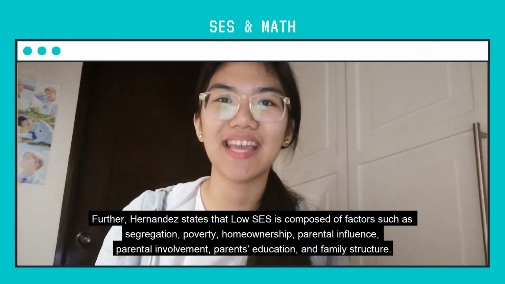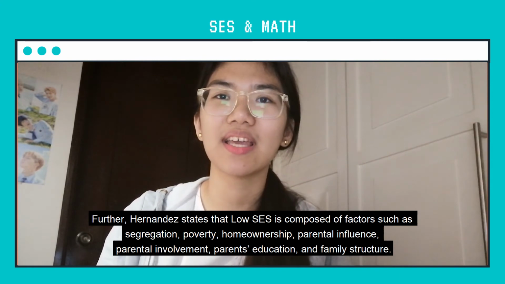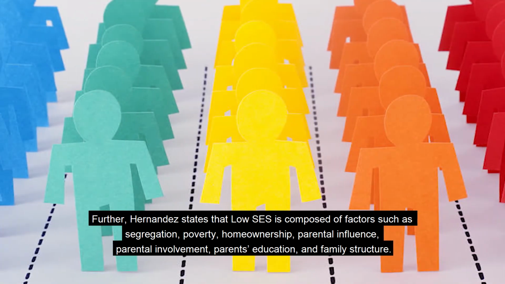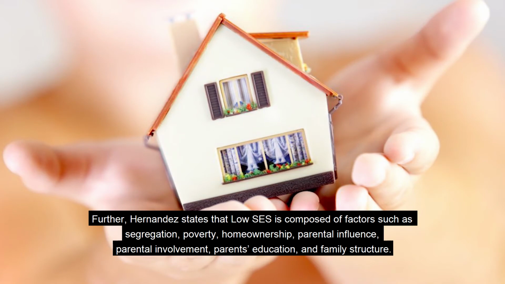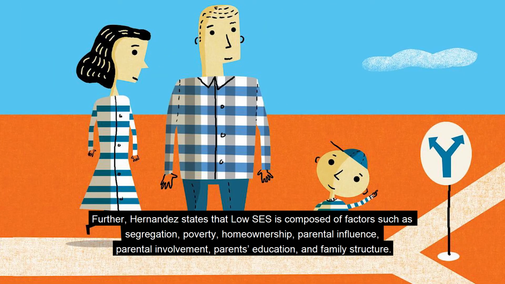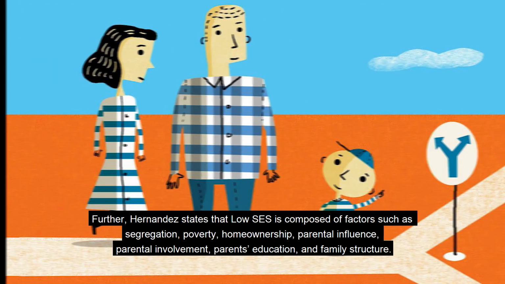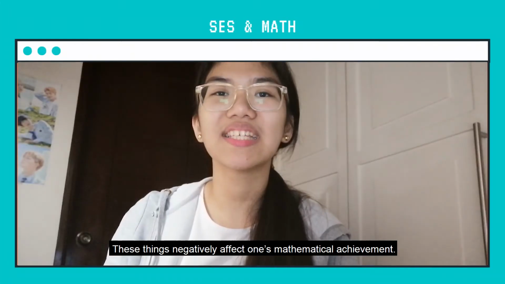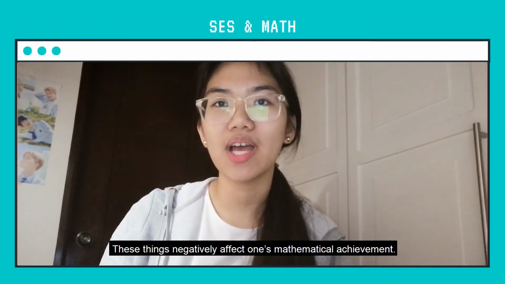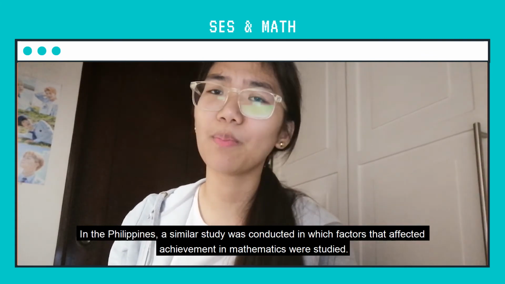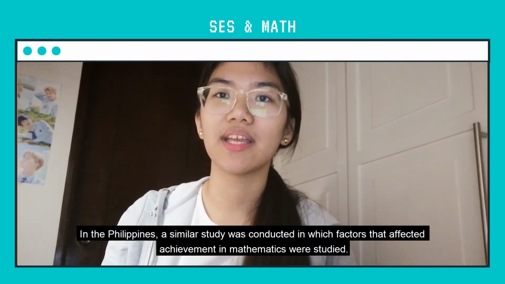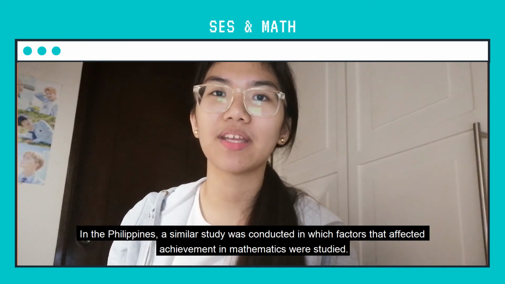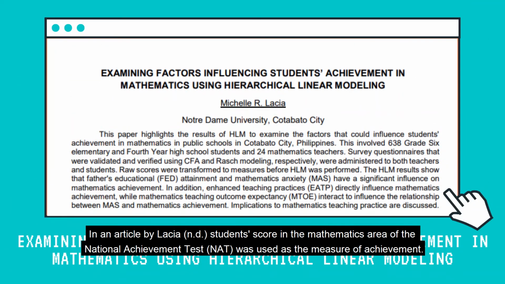Further, Hernandez states that low socioeconomic status is composed of factors such as segregation, poverty, home ownership, parental influence, parental involvement, parents' education, and the family structure. These things negatively affect one's mathematical achievement. In the Philippines, a similar study was conducted in which factors that affected achievement in mathematics were studied. In an article by Lasha, student scores in the mathematics area of the National Achievement Test, or the NAT, were used as a measure of achievement.